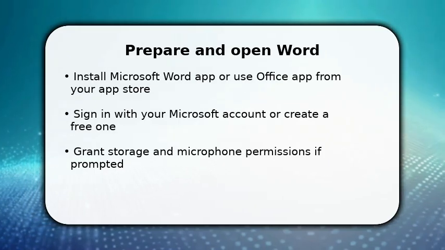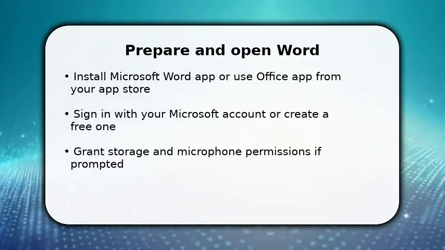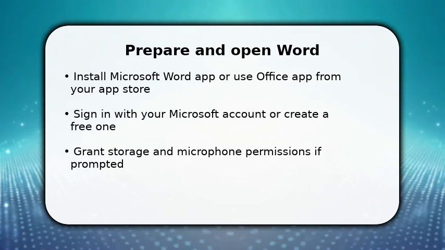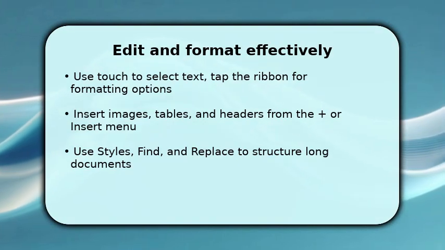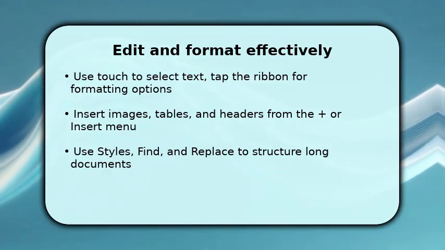After signing in, check OneDrive for existing docs. If none, tap New Document to begin typing immediately. You'll edit like on a PC but optimized for touch. Tap and drag to select text, then use the bottom ribbon or floating toolbar to apply bold, lists, or alignment.